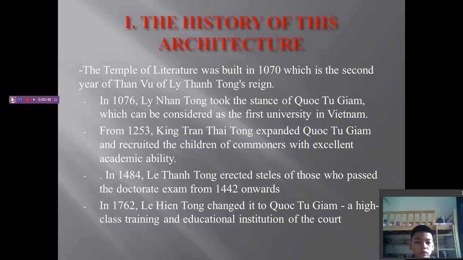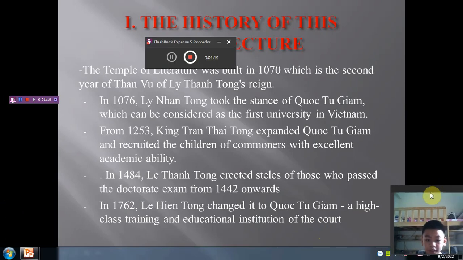From 1253, King Trần Thái Tông expanded Quốc Tử Giám and recruited the children of commoners with excellent academic ability. In 1484, Lê Thánh Tông erected steles of those who passed the doctorate exam from 1442 onwards. In 1762, Lê Hiển Tông changed it to Quốc Tử Giám, a high-class training and educational institution of the court.